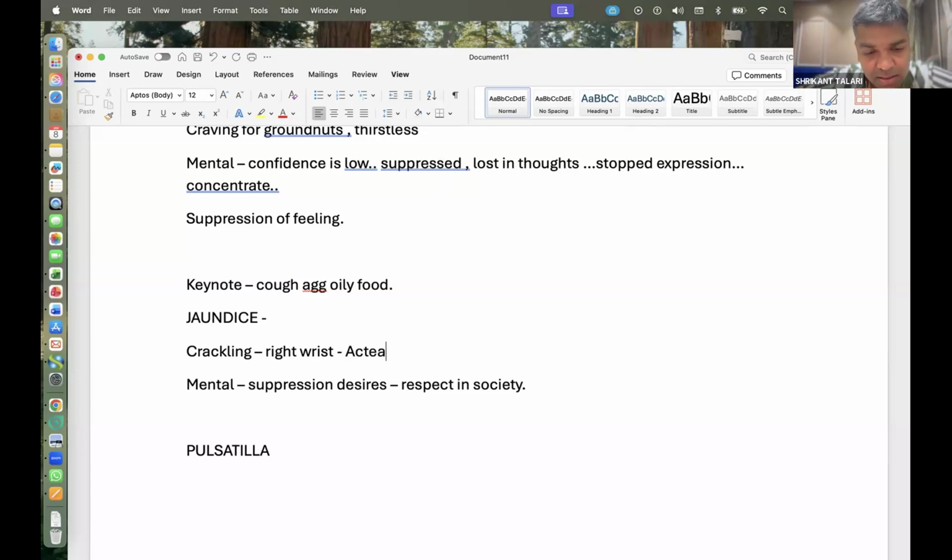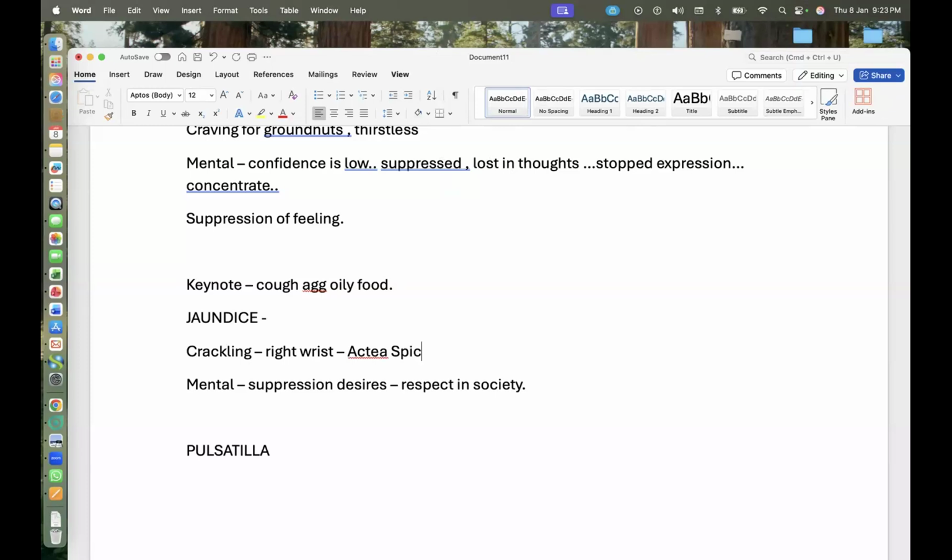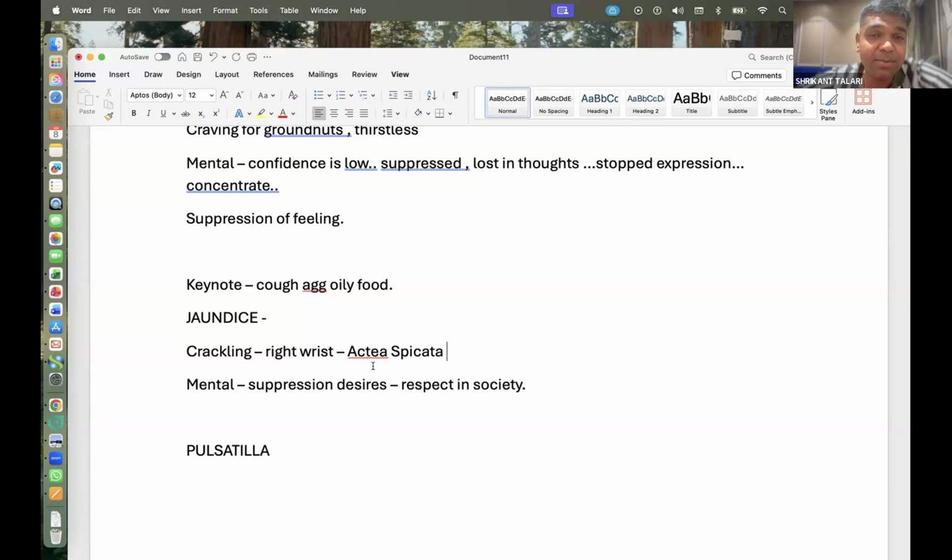Actaea spicata. Now, what is interesting, what is the connection between Actaea spicata and pulsatilla? Both belong to the same family, that is Ranunculaceae.